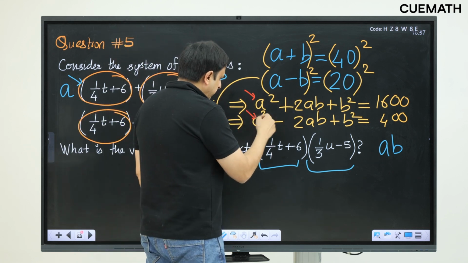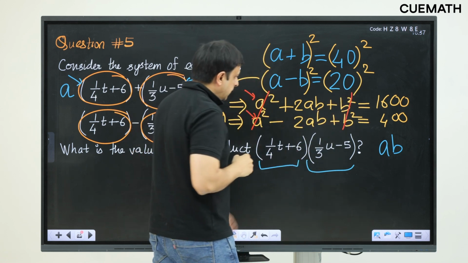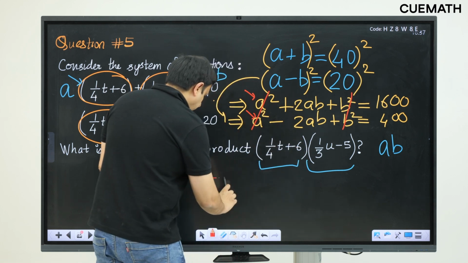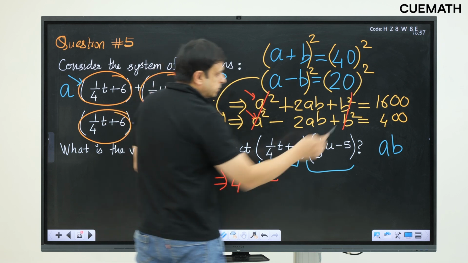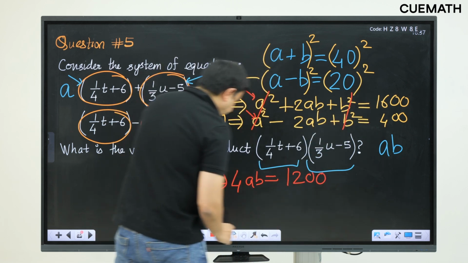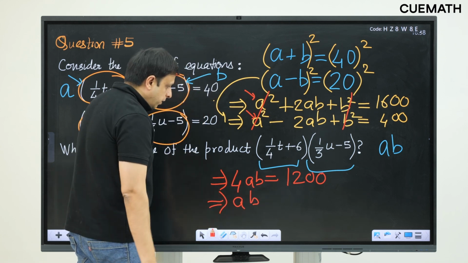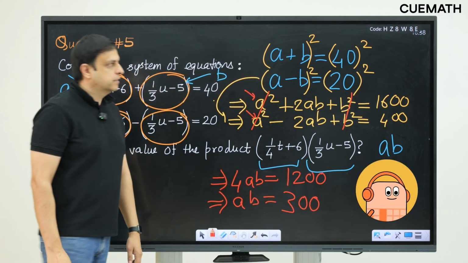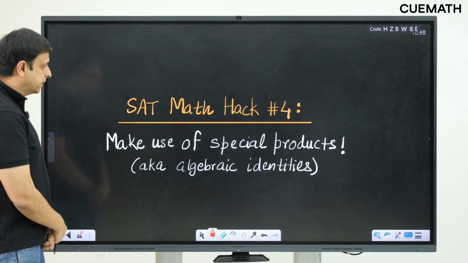So, if I do that, you can clearly see that the a squares will cancel out, the b squares will cancel out, and you will be left with 2ab plus 2ab, that is 4ab. So, you will have 4ab on the left side is equal to 1600 minus 400, that is 1200, and from here you instantly get ab as 1200 divided by 4, and that is equal to 300. So, 300 is our answer in this case. So, that completes question number 5 and brings us to the end of this video.